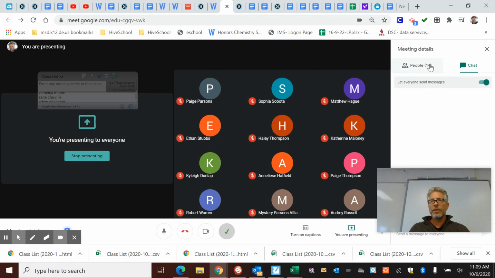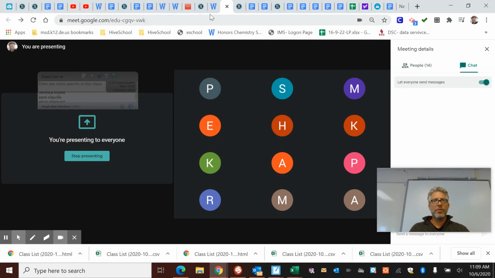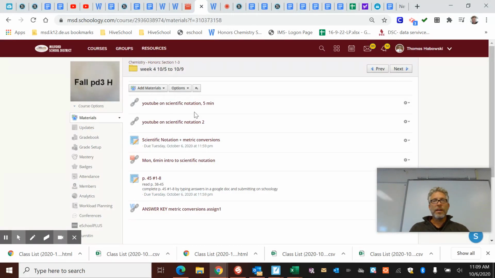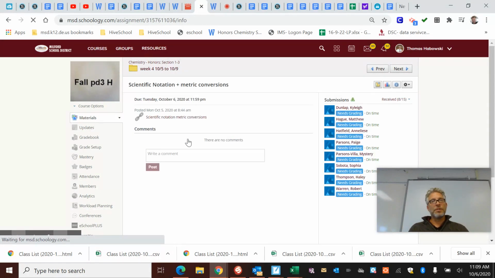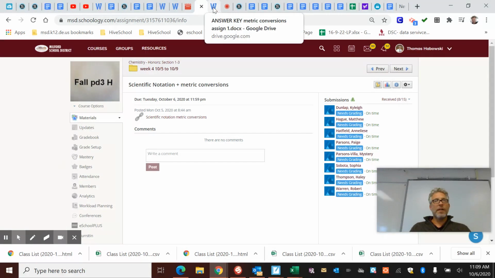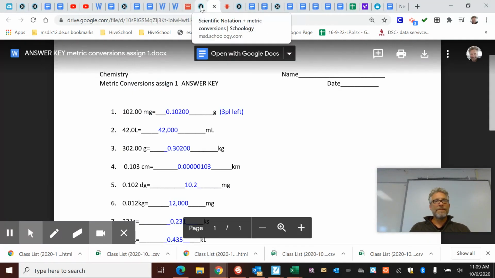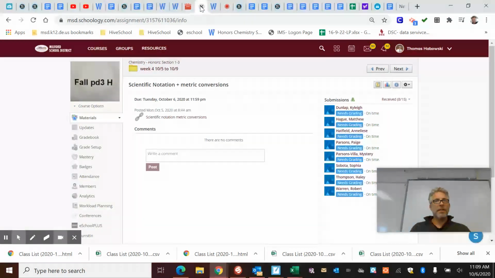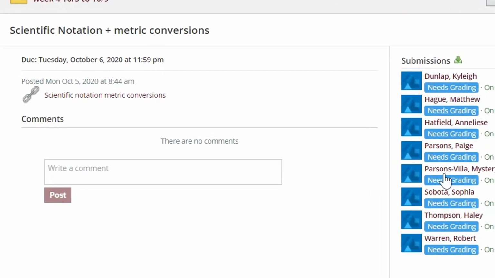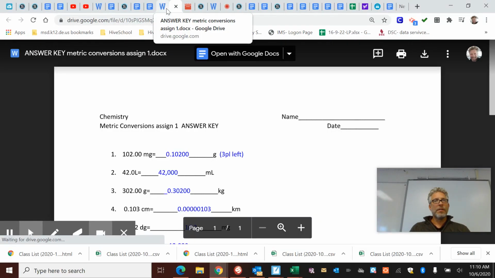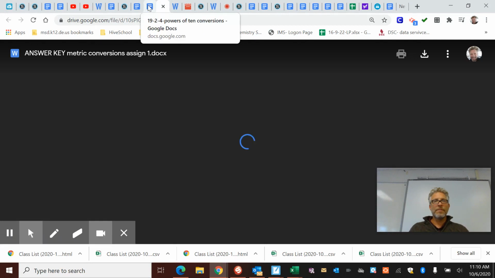Let me see. Do we have any questions so far? No. And so we looked yesterday at the scientific notation and metric conversions, and this page is due tonight, and I see a number of people have turned it in already. So that paper, no, that's not that one. Let me open someone's, no, I think I have it open right here. No, that's the answer key.